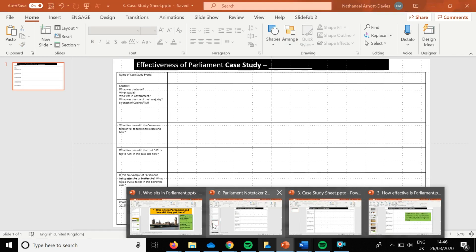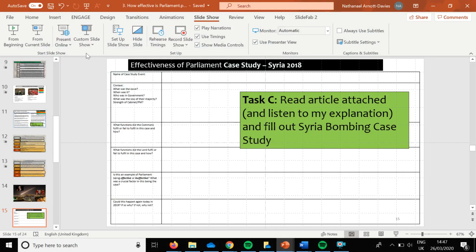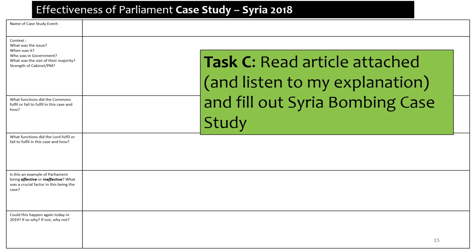And if I was going through the case study, which you guys will be doing, and if I bring it up here, you see, I would name the case study event there. I would talk about the issue. I'd mention the strength of the Prime Minister, the size of the majority. There wasn't one. Theresa May was in power. What functions did the Commons fail or fulfil in this case? Well, I would say it wasn't able to fulfil the powers of scrutiny, the function of scrutiny or legislation, because the Prime Minister overpowered or sidestepped, shall I say, using the convention of prerogative powers. The Lords weren't involved here, so I'd leave that blank.